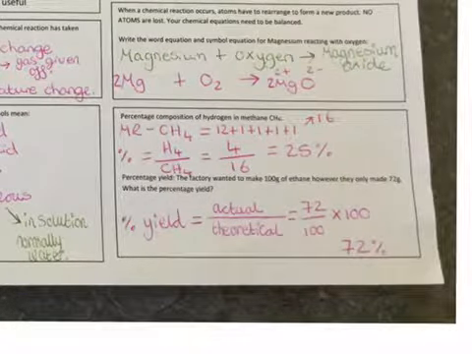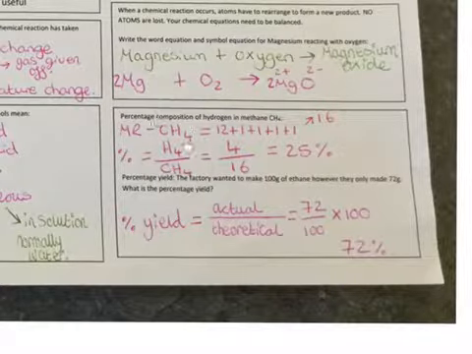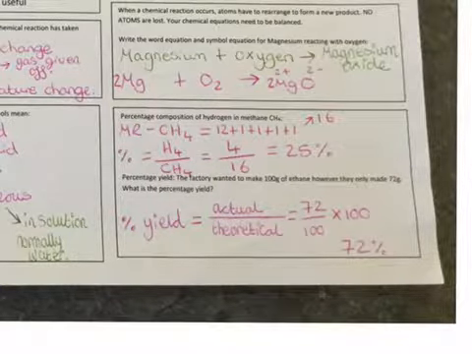Another question you may be asked, percentage composition, so how much of methane is hydrogen. So work out the Mr of methane, the mass of methane, work out the mass of the hydrogens, divide them by each other, times by 100. So 25% of methane is hydrogen.